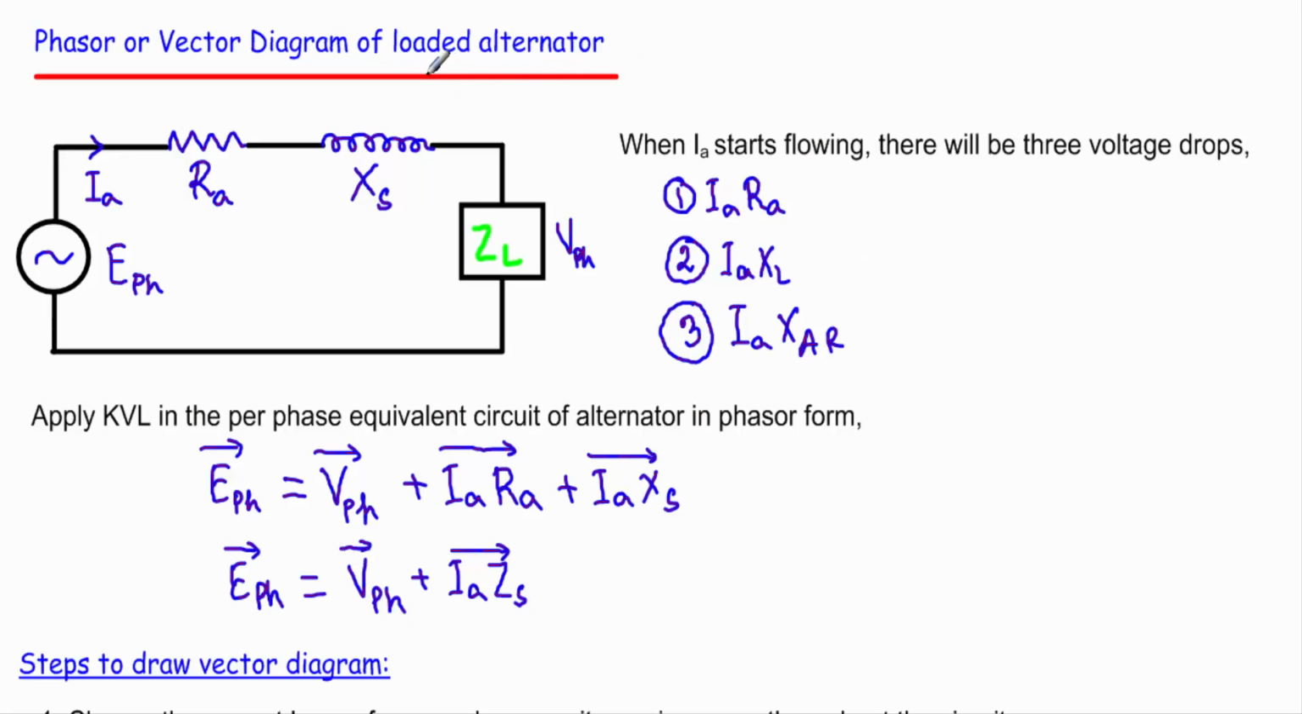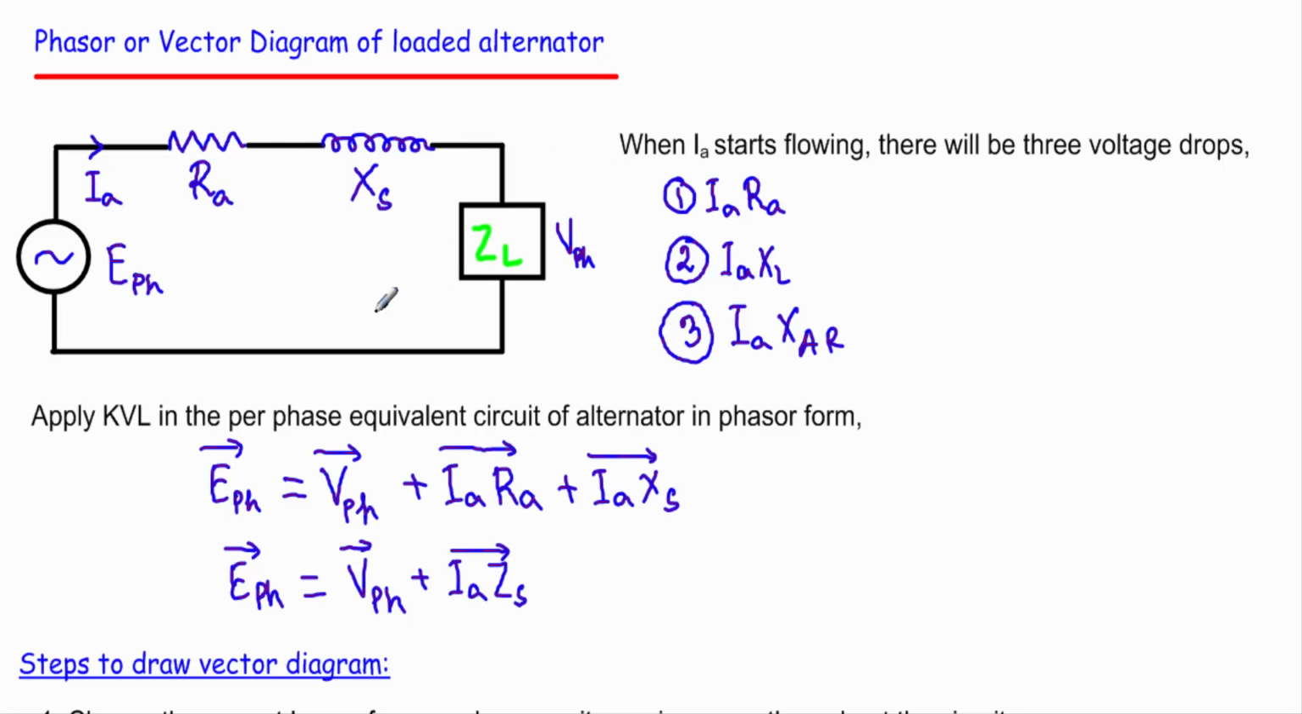Okay, in this video I'm going to show you how we draw the vector diagram of a loaded alternator. At first I will show you the vector diagram of the alternator when it is loaded with lagging, leading and unity power factor load, and second, I will derive the equation of no load voltage EPH for each of the cases. Okay, let me start.